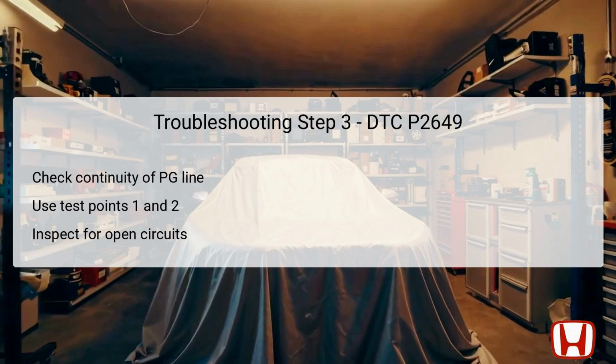In step 3, the focus shifts to checking the continuity of the power ground PG line to ensure proper electrical flow. With the vehicle still in the off mode and the rocker arm oil control solenoid's connector disconnected, continuity must be checked between designated test points.